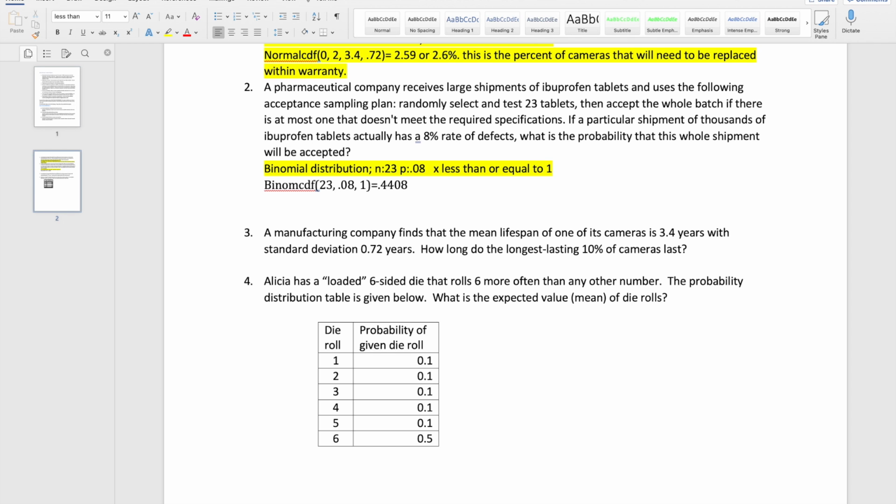So out of the 23, if they select an ibuprofen, then sorry, there is less than 50% chance of them getting one that is defective.